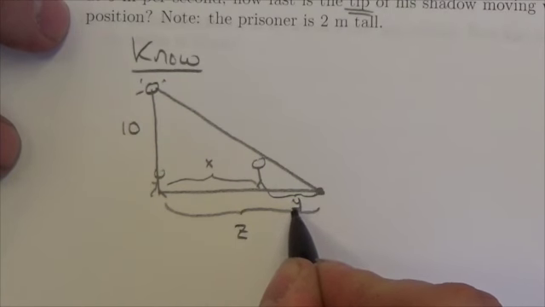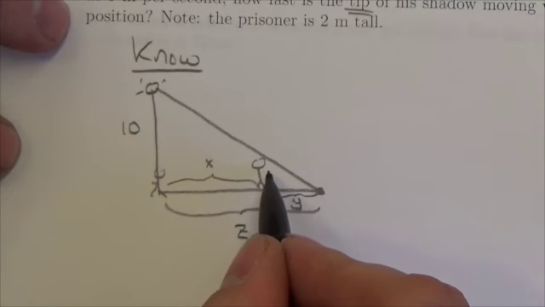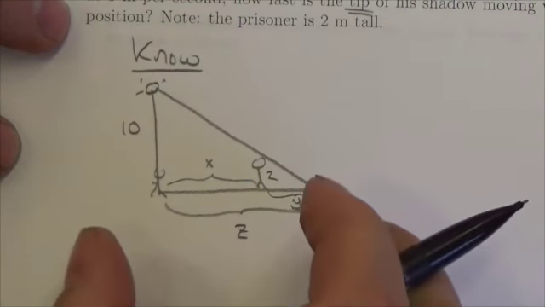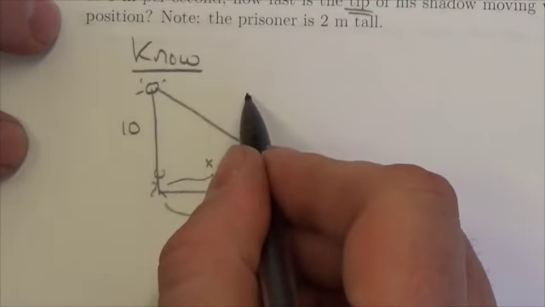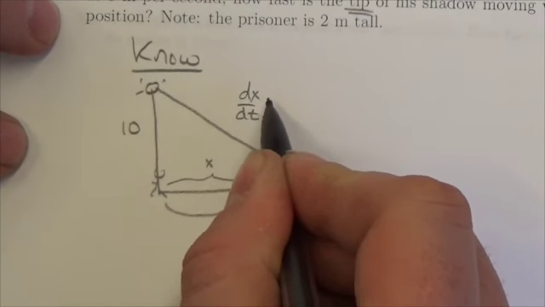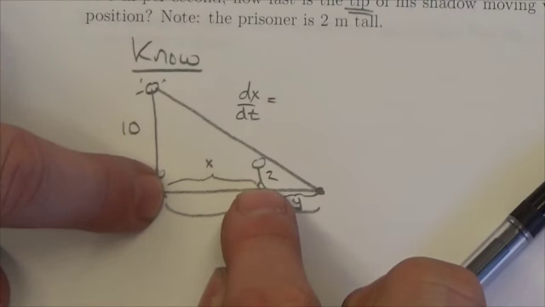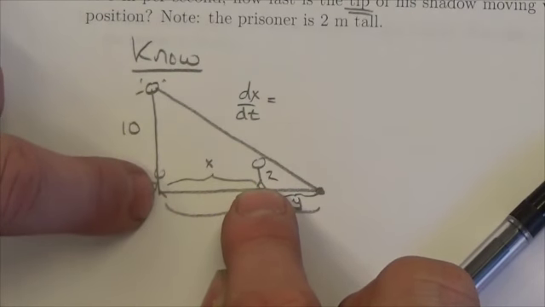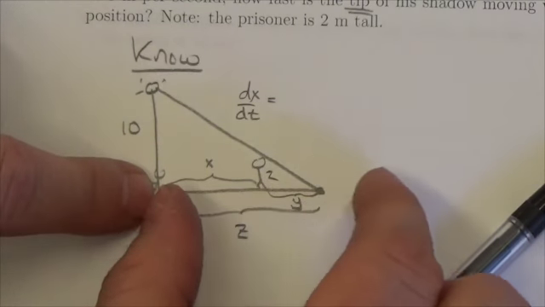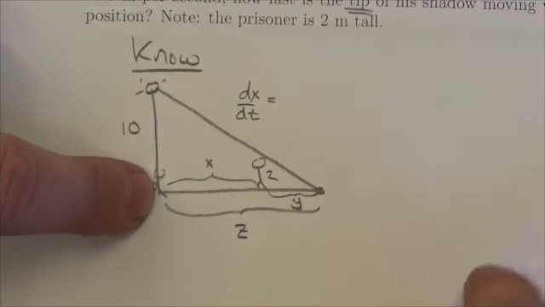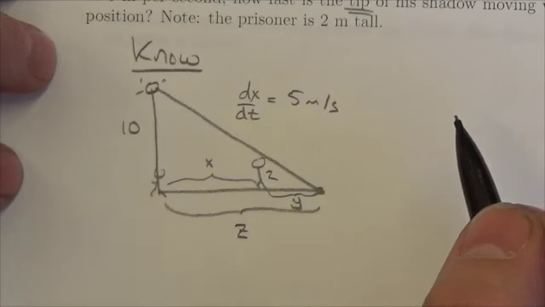Now, I'm bringing this up here because I'm not going to have a lot of information about these triangles. I do know that this prisoner here is 2 meters tall. I do know that he's moving at 5 meters per second. So we know that dx by dt, because he's running, and this distance x here is how far he is from that spotlight, really horizontally here. So how fast this x distance increases, that's how fast he's moving. So I know that this is 5 meters per second.